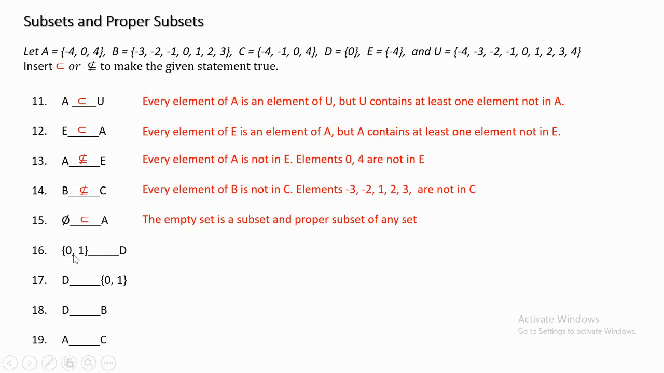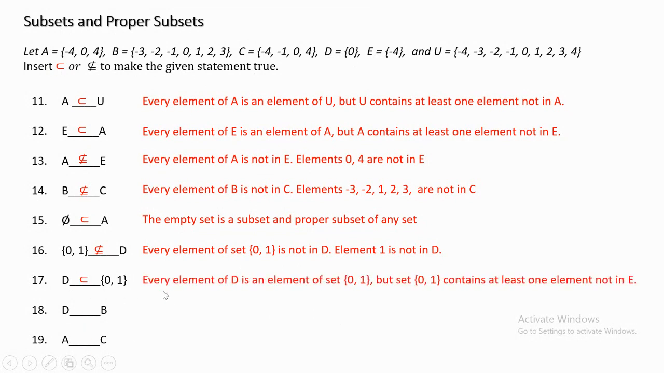In 16, the set containing elements 0, 1, let me see D. So this will be not a subset. Why? Because D contains only 0, and 1 is not in D. If you reverse it, then the proper subset symbol goes here because D contains 0, and 0 is in the set 0, 1. Every element in D is an element of set 0, 1, but set 0, 1 contains at least one element that's not in D. Number 18, we have D and we have B.